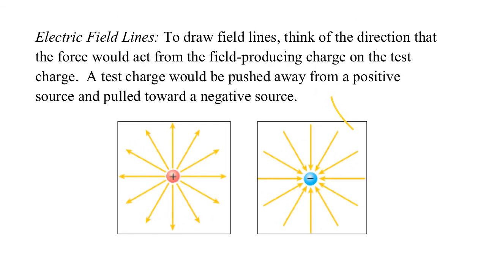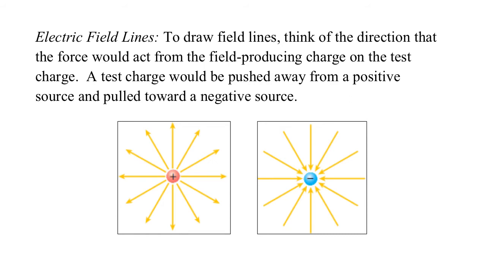If we think about this, all we're going to do is draw the direction of the arrows that a positive test charge would go in. So if I bring a proton near a positive source, the proton is going to get pushed away from the source, so all the arrows are drawn away from the source. If I bring a proton near a negative source, the proton is going to be pulled toward that source, so all the arrows are drawn inward, toward the source itself. So a negative and positive source yield different field lines.